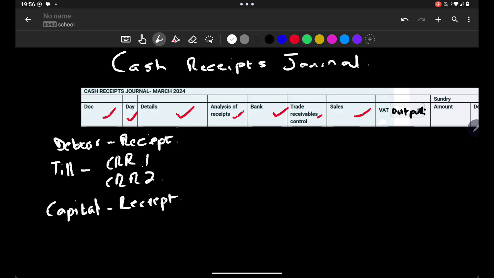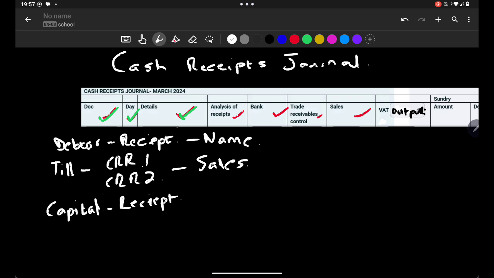The day is just the day, nothing changes there. The actual day that the transaction happened. The details is either the name of the person who did the transaction. So usually when it comes to the debtor, it's their actual name. And then when it comes to the cash register roll, you just say sales.